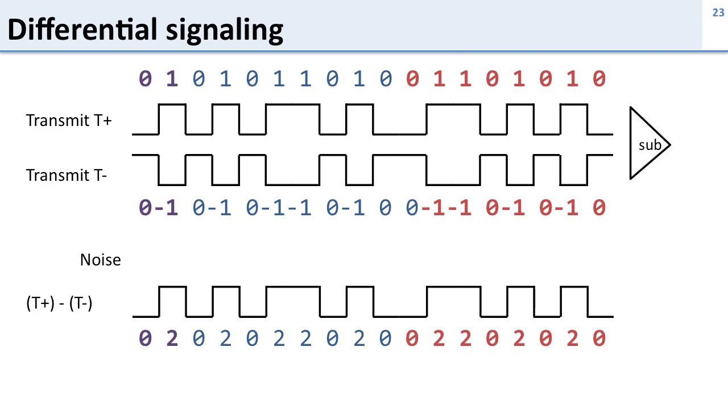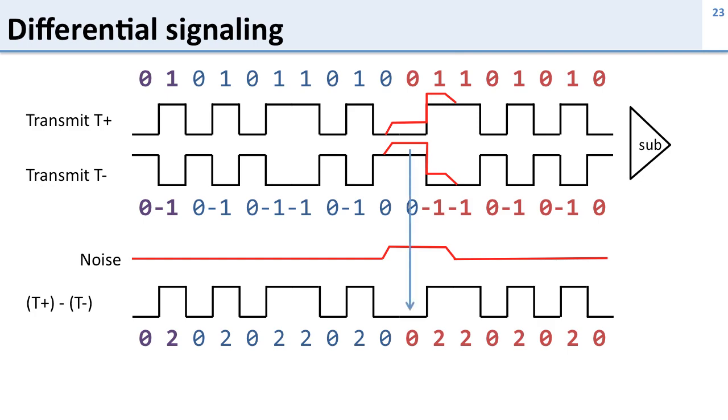Now let's see what happens when we add noise to the signal. So say we have this noise spike in the middle of our signal. What does that do to our signals? Well, you can see how it's affecting both the transmit plus and the transmit minus. It's moving them up by half. How does this affect our final output?